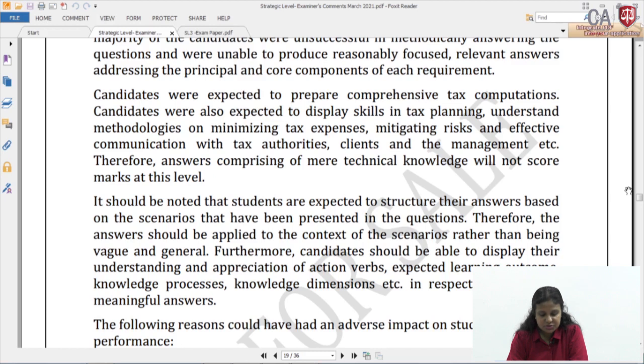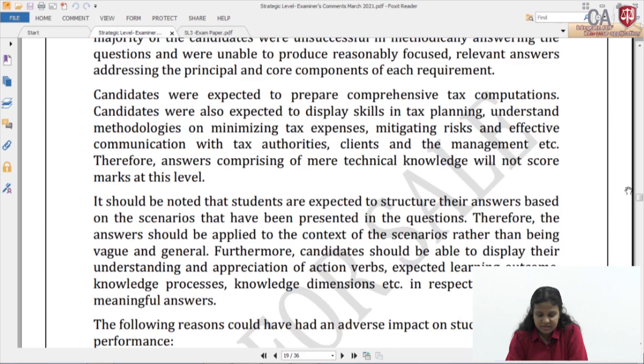Therefore, the answer should be applied to the context of the scenarios rather than being vague and general. You cannot write a general answer. Now, if a client came to your office and asked a question, you can't just tell him, this is the section. It's not enough. You have to take the issue of the client and address it based on the provisions of the Inland Revenue Act, maybe case law, maybe treaties. That has not been done in your answers.